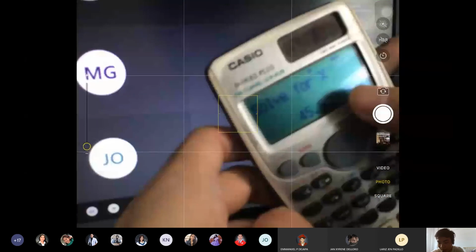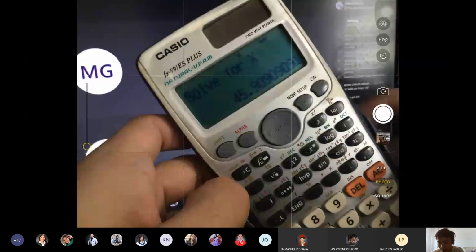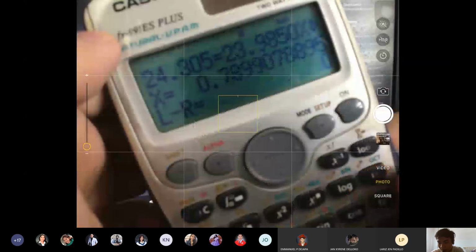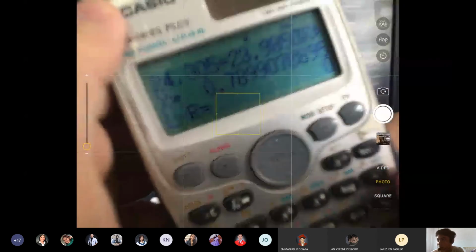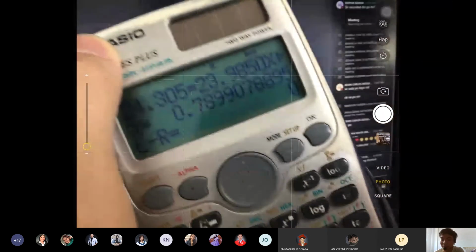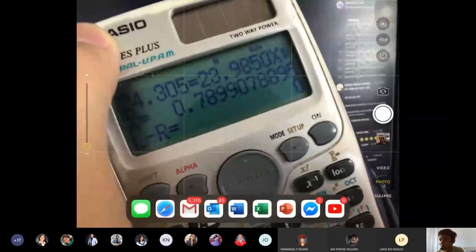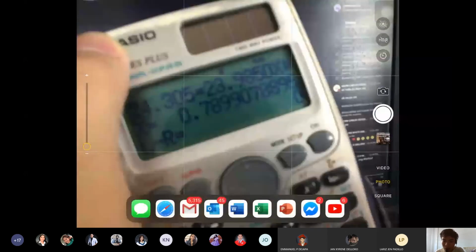Ayun yung sinob natin last time. Hindi ko pa natanggal. Solving for x, I get this, 0.7899. Wow, shortcut. So that's the answer, no? So I am able to solve for x very easily with my shift solve.